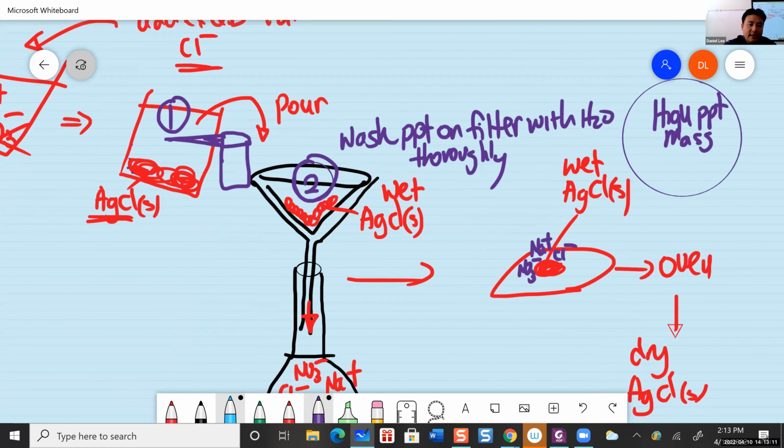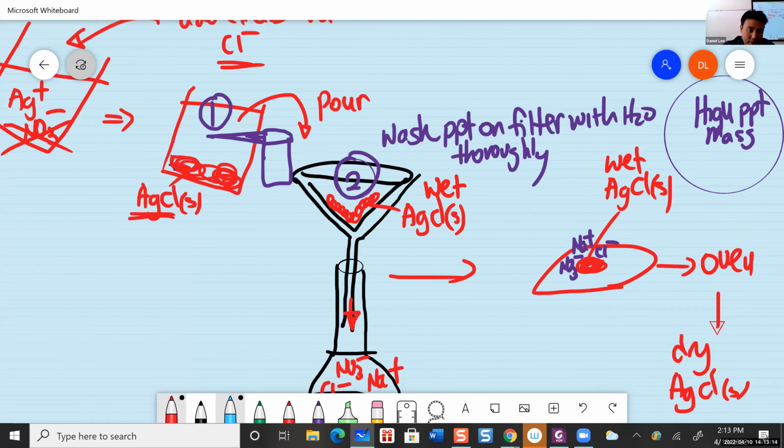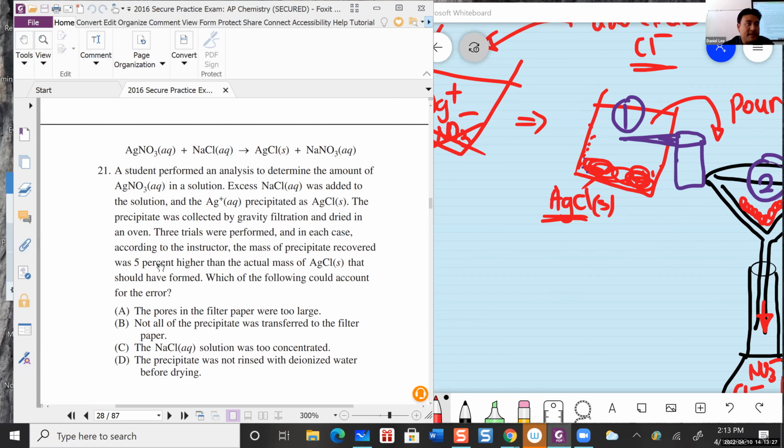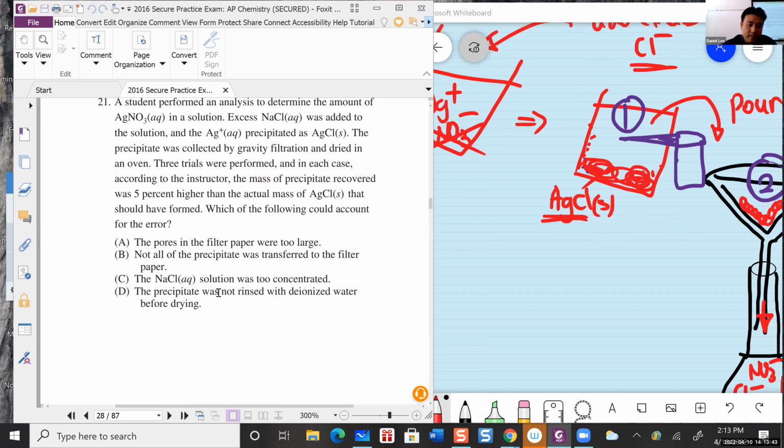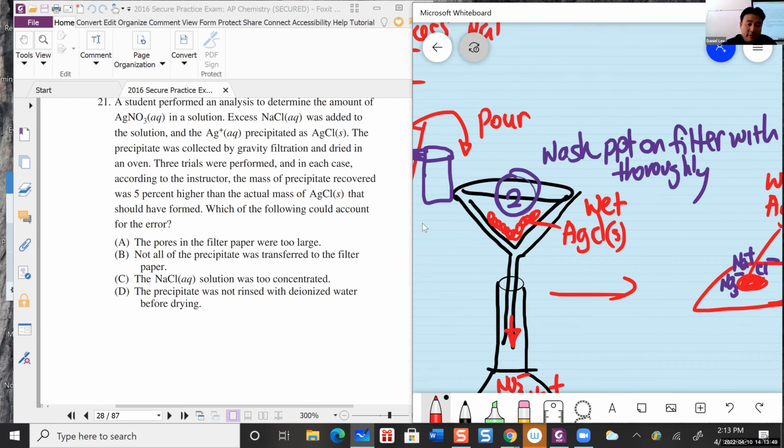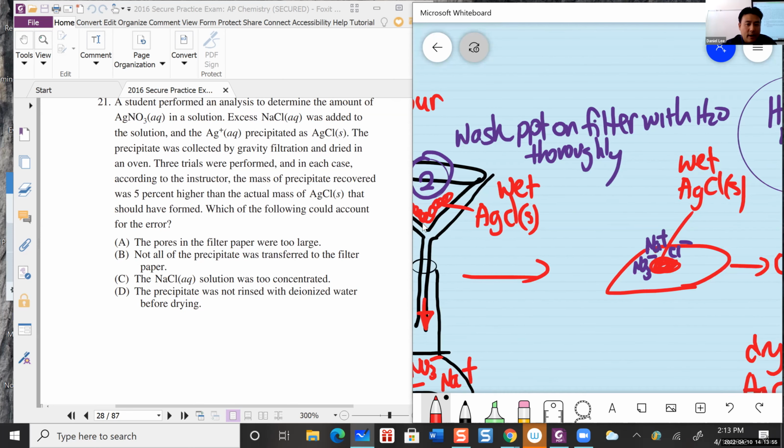If you didn't do step one, you forgot to wash the entire silver chloride precipitate from the beaker to the filter paper, you're going to get less mass in your precipitate. So there are two places. This question says that the mass of precipitate recovered was 5% higher than the actual mass. So your error is the last one: the precipitate was not rinsed thoroughly with deionized water before drying. That was the reason. So in gravimetric analysis, there are two places you have to wash. You have to wash when you transfer the precipitate to the filter paper, and then when you're filtering, you have to wash the precipitate thoroughly to get rid of any extra ions that can show up when you dry.